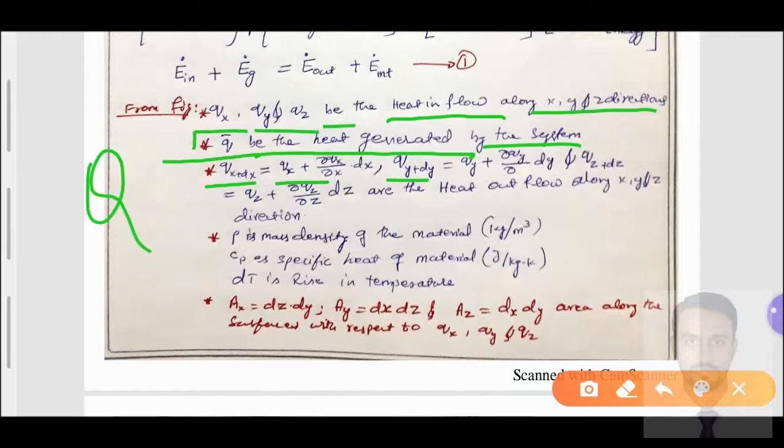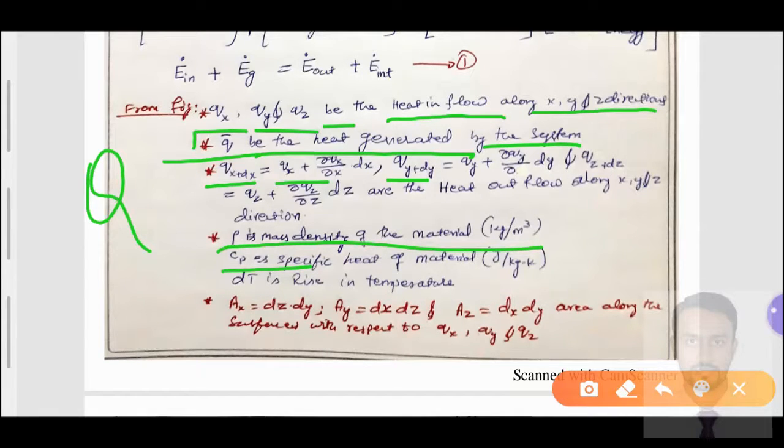Similarly, along the y direction, the heat outflow q y plus dy is equal to qy plus dou qy divided by dou y into dy, and qz plus dz is equal to qz plus dou qz divided by dou z into dz, which are the heat outflows along the x, y, z directions. Rho is the mass density of the material in kg per meter cube. Cp is the specific heat of the material in joules per kg Kelvin.